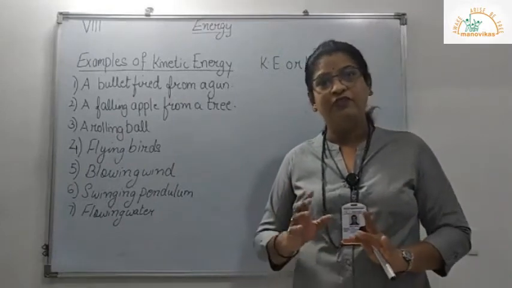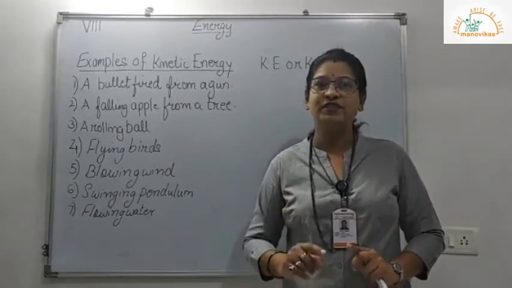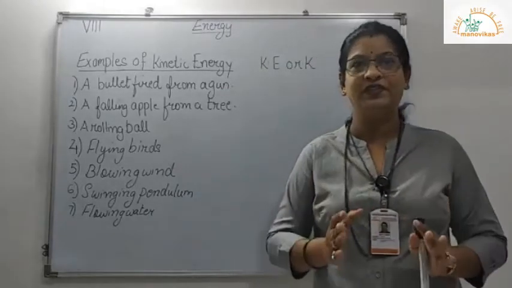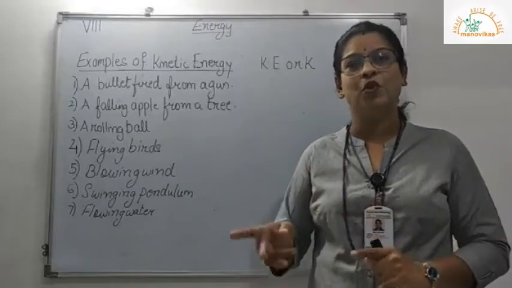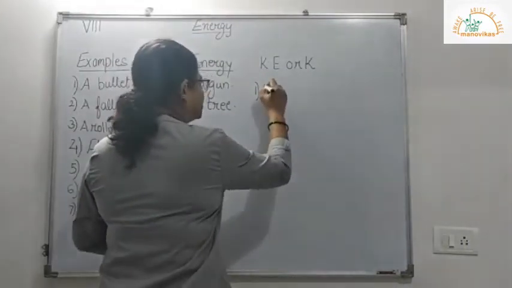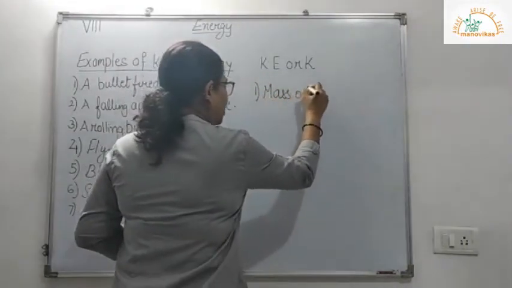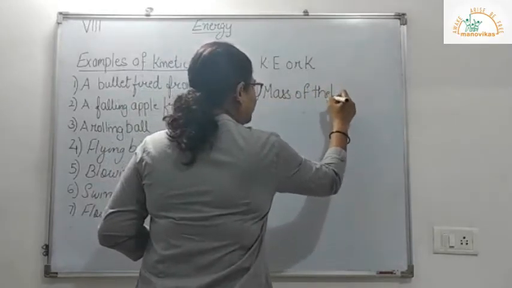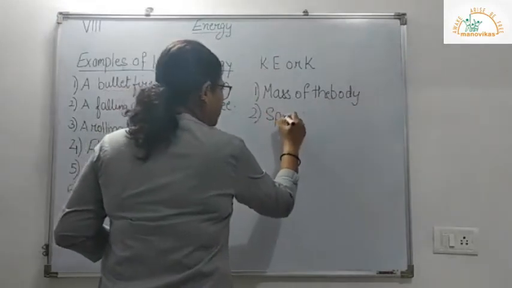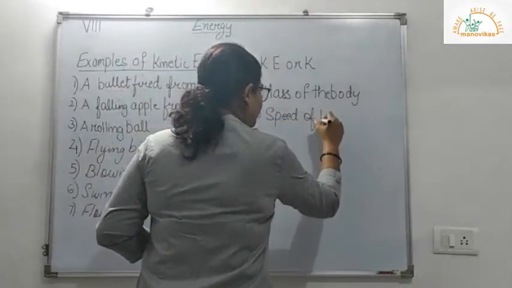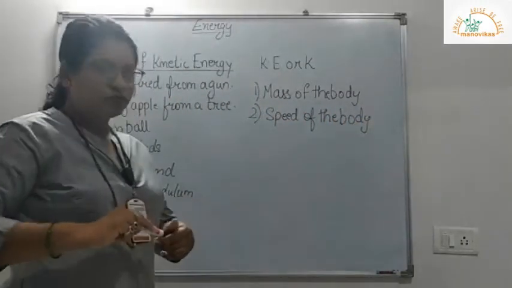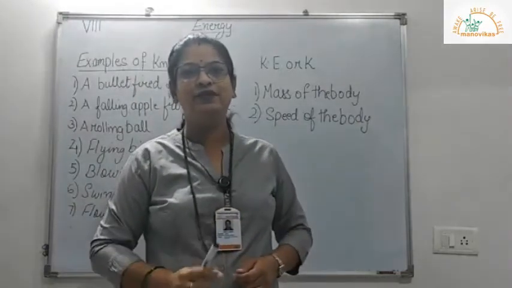Now, further we will see the factors which affect the kinetic energy. Okay, the factors on which the kinetic energy depends. Kinetic energy depends on the first factor, that is, the mass of the body, and the second factor is the speed of the body. So we shall see the factors on which the kinetic energy depends.